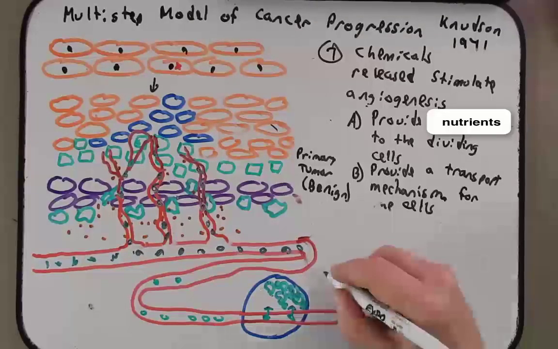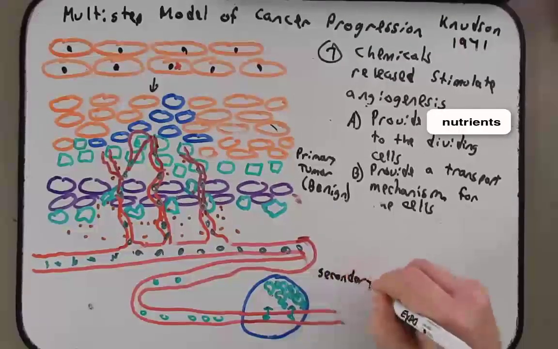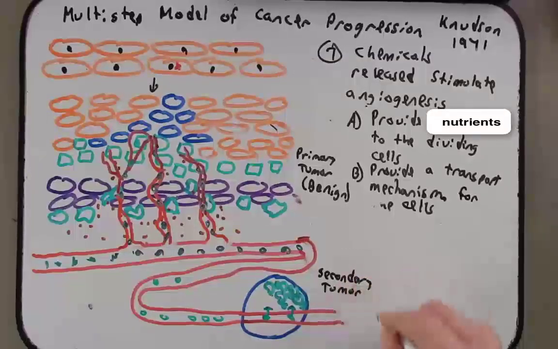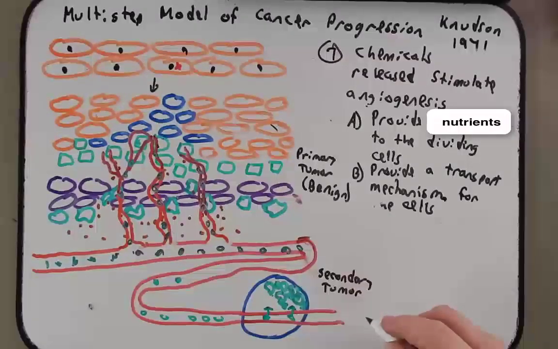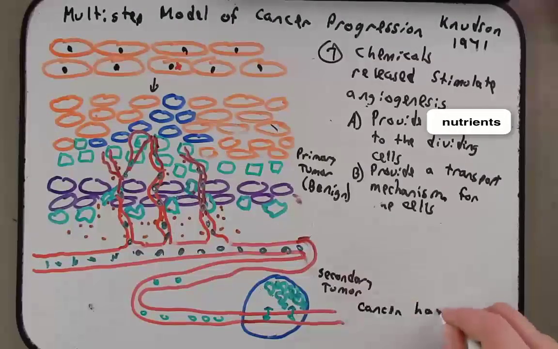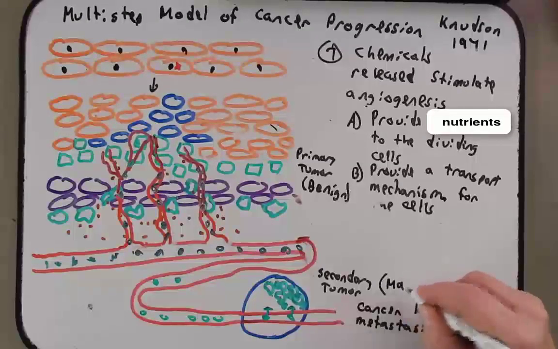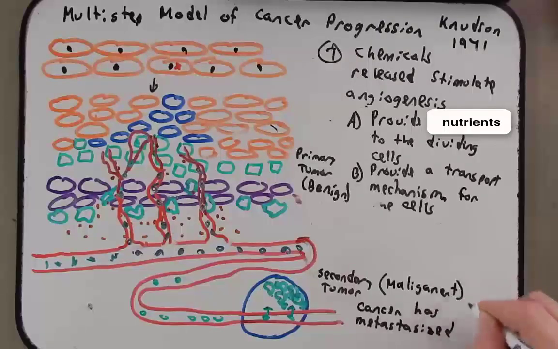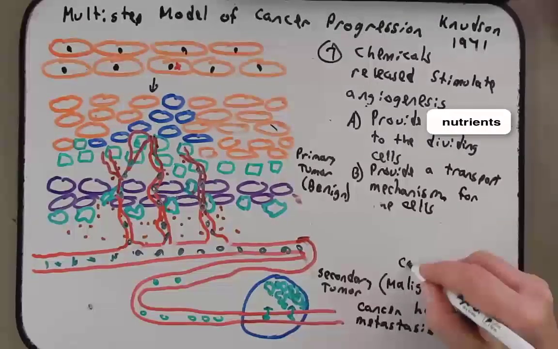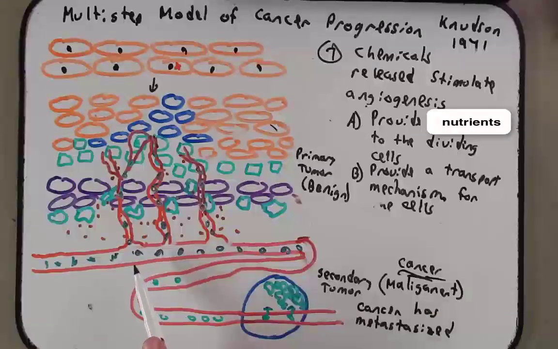And at this point, we call this the secondary tumor. We also say that at this point, the cancer has metastasized. Another term for a secondary tumor is a malignant tumor. And this is cancer. These cells up here are not yet cancer. They're just a benign tumor. But by the time the cancer has metastasized, it is now a malignant tumor, and that is cancer.